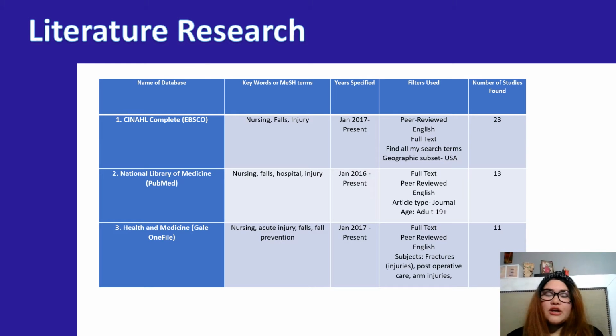For my literature research, I chose 3 different databases: CINAHL Complete, National Library of Medicine, and Health and Medicine Gale OneFile. My keywords were nursing, falls, injury, acute injury, and fall prevention, and my articles were chosen within a 5-year span of 2021. Most were full text, English, and peer-reviewed. So those 3 that I chose all have that included, and as you see, I found different articles.